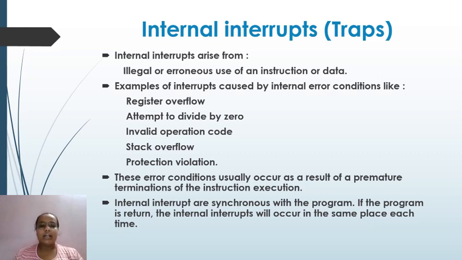We know that dividing any number by 0 is not possible, so it may cause an internal interrupt. Third are invalid operation code, stack overflow, and protection violation. These are also examples of internal interrupts. These error conditions usually occur as a result of premature termination of the instruction execution. Internal interrupts are synchronized with the program.